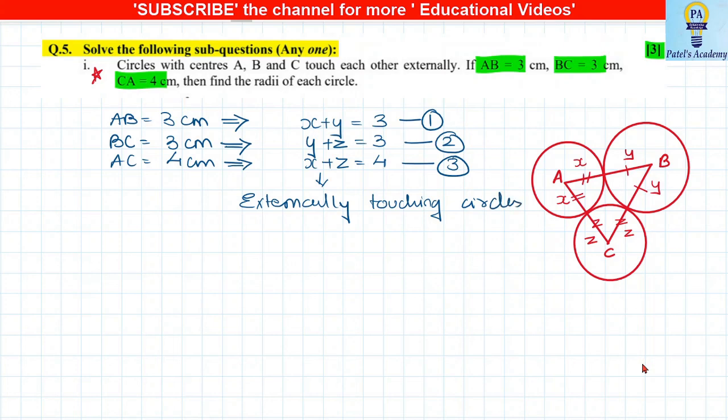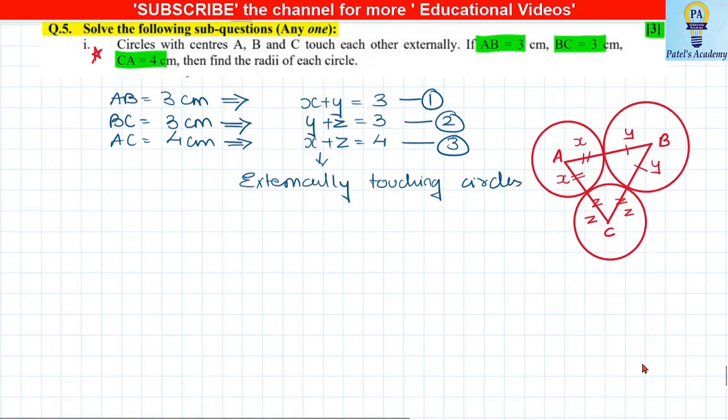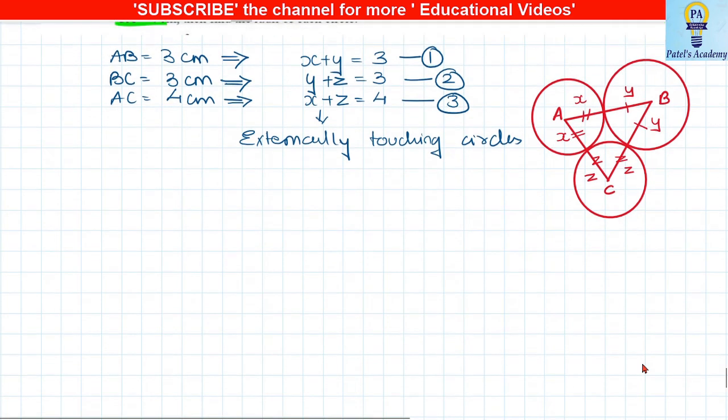Okay, so now we know that x, y, z are nothing but the radii of each circle. Now let me take the screen up. What we have over here, students, is 3 equations and 3 variables. Yes, we have to find x, y, z and we have 3 equations. So what is the easiest way to do this?